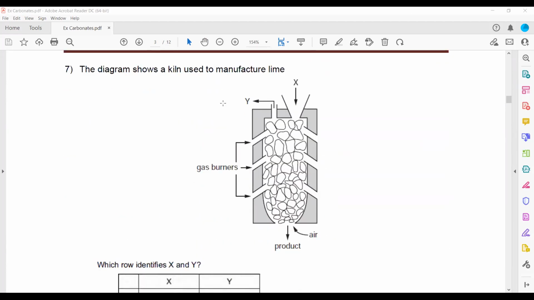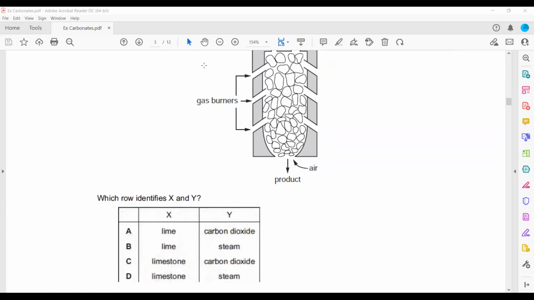The diagram shows again a lime kiln. The calcium carbonate is there. This is calcium carbonate, CaCO3. When we supply the heat energy, it will break down into calcium oxide and carbon dioxide. So carbon dioxide gas will escape from here, and calcium carbonate is added from the top.